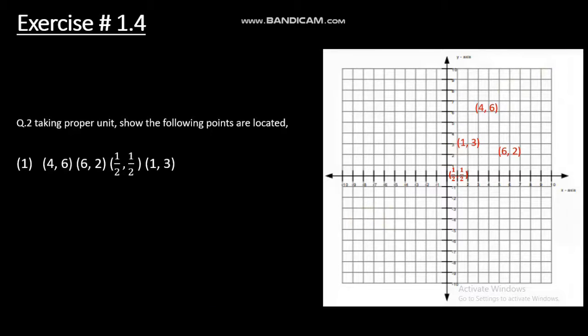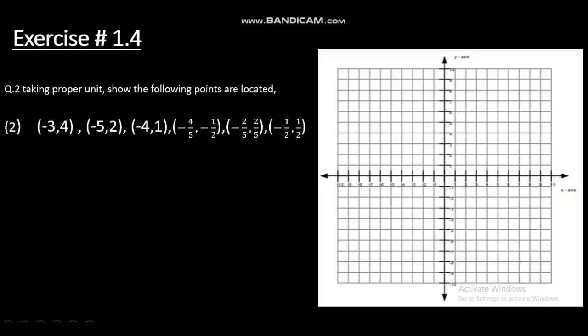Now next question. Here again are some points: minus 3, 4; minus 5, 2; minus 4, 1; and minus 4 divided by 5, 1 over 2; minus 2 over 5, 2 over 5; minus 1 over 2, 1 over 2.